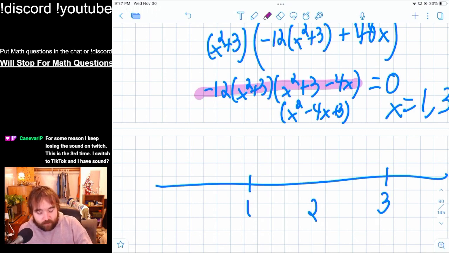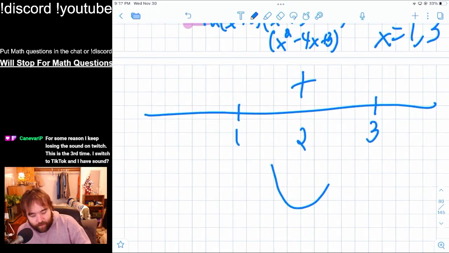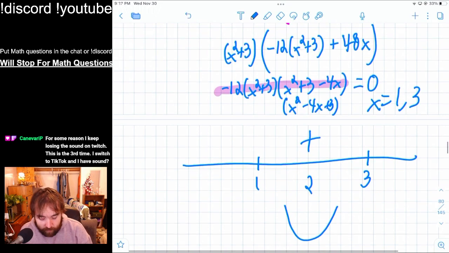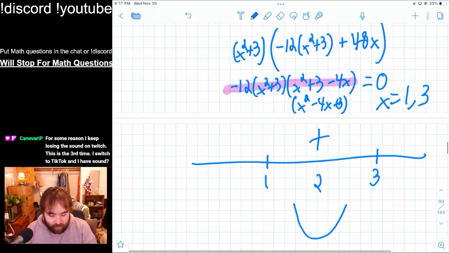So it's negative times positive times negative. So this is positive here. That's concaving up. So there the graph looks roughly like that. And so now I'd imagine it's concaving down on the outsides.